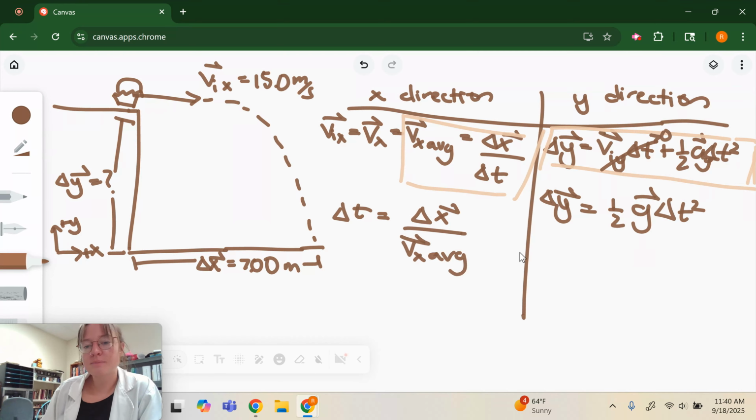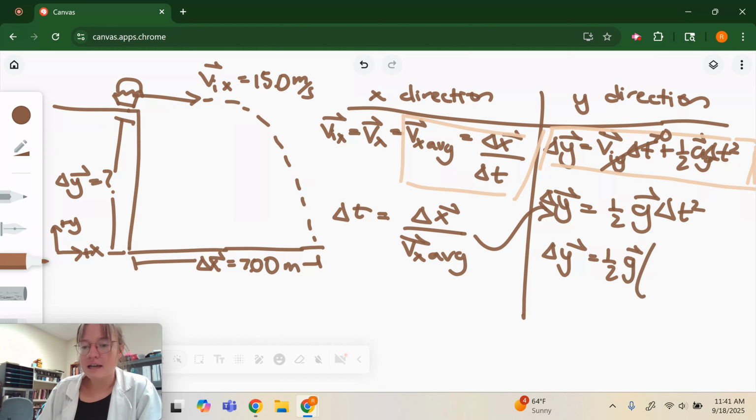Now that I have an algebraic expression here, I can plug that expression back over into my y side equation. When I plug it in, I get that delta y is equal to 1/2 times g, and then plug in my delta t, delta x over v average in the x direction. But wait, my time is squared, so I need to square this little value here. Now I have the height of the cliff in terms of things that I've been given: g, which I know, delta x, which is the distance away that the muffin lands, and my initial velocity in the x direction, which we know is 15 meters per second.